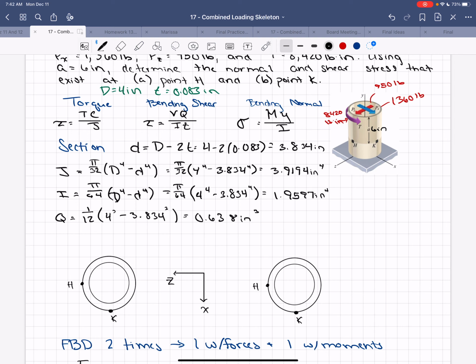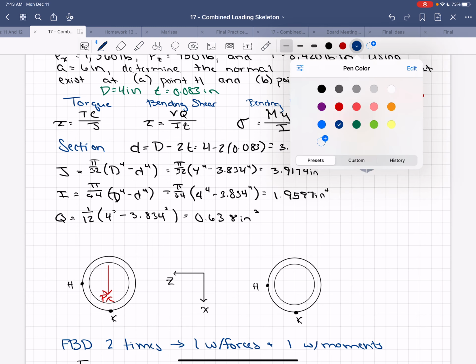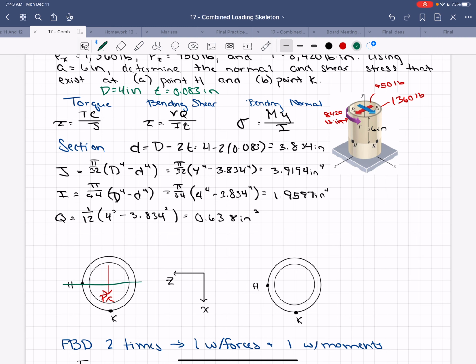All right, so then we can think about what forces are going to cause shear stresses. If we draw Px here, and then we make a cut perpendicular to that through H, we will have Q. So we will have bending shear from Px, and that's at H.